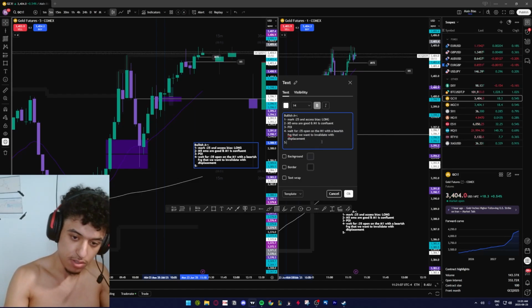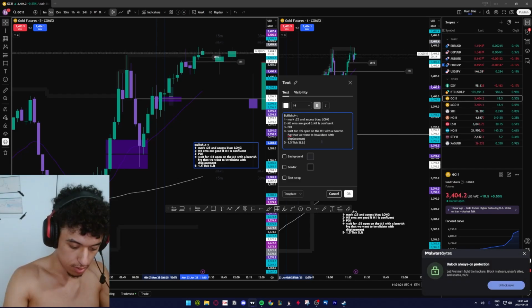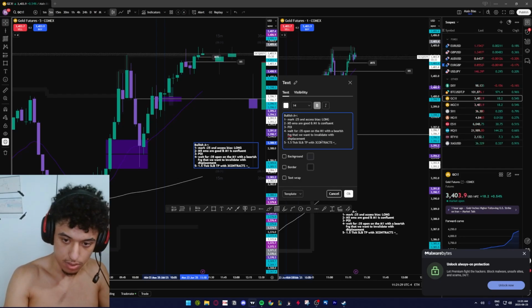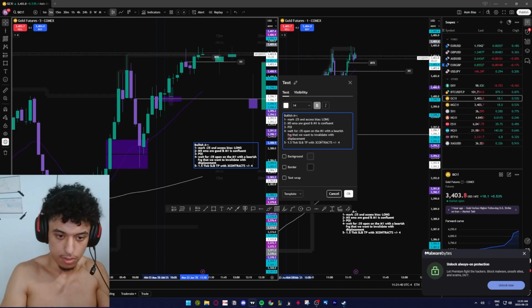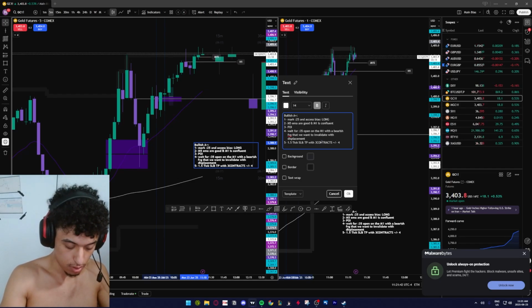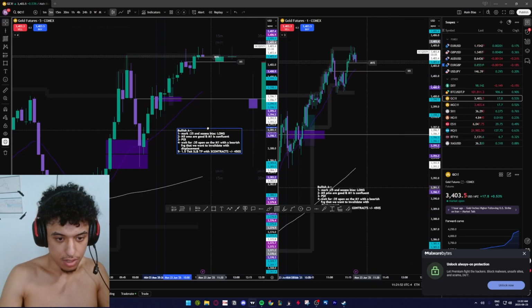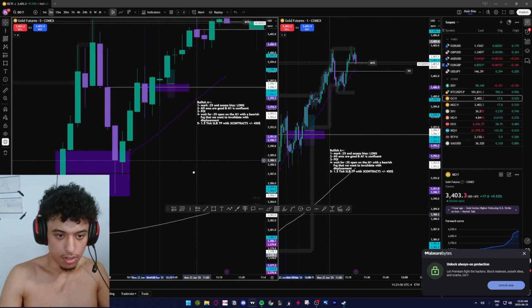The last step is my risk parameters. So 1.5 tick SL and TP with 3 contracts. So either plus or minus 150 times 3, it's $450. So this right here is our bullish checklist.